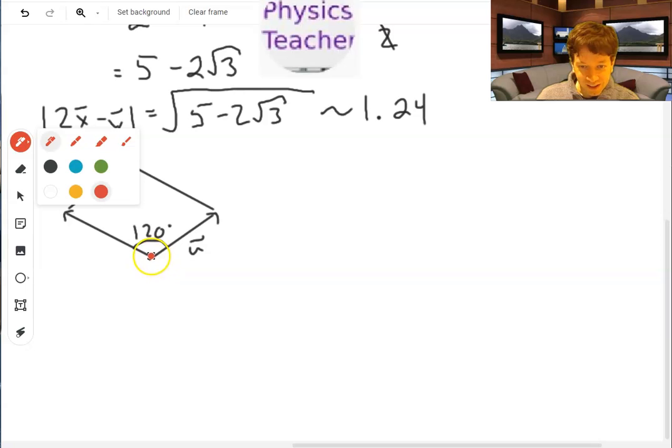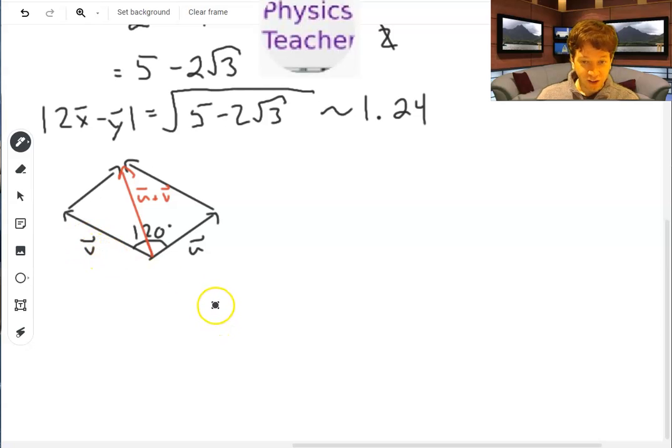And then we connect tails to tips. So this is U plus V. And this vector over here was V. All right, now if we're looking at this, here's our triangle that we can solve right here. And since this is a parallelogram, this angle would be 180 minus 120, which would be 60 degrees. And this up here is an equal vector to V.